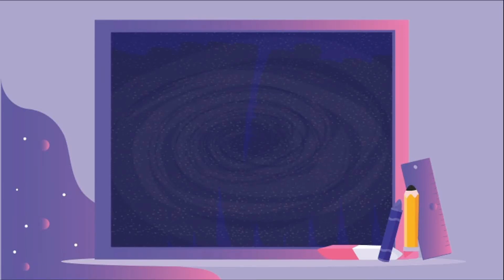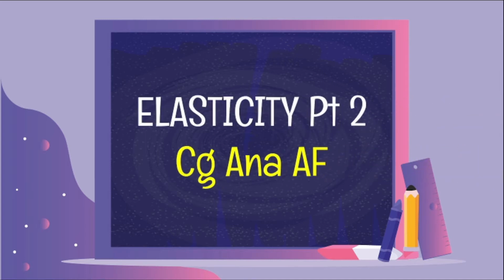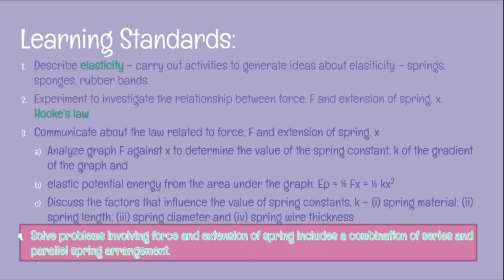This is Elasticity part 2. In this video, we are going to discuss the factors that influence the value of spring constant. Altogether, we have five factors. Number 1 is the length of wire. Number 2 is the diameter of the wire. Number 3, diameter of the spring. Number 4 is the material of the spring, and finally the arrangement of the spring. So kita akan solve problems involving these factors and the combination, the arrangement.